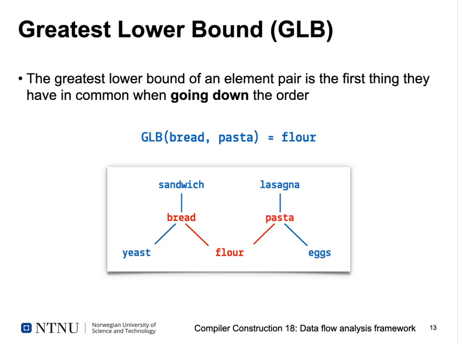Now there's another property we need when working with these Hasse diagrams, and this is the so-called greatest lower bound, or GLB. The greatest lower bound of an element pair is the first thing they have in common when going down the order. So if we look at bread and pasta, and we are going down the order here, we see we have these three elements, and the element they have in common is flour. If we want to figure out what the greatest lower bound of sandwiches and lasagna is, we also need to go down our Hasse diagram until we hit the first common element, which obviously would also be flour.